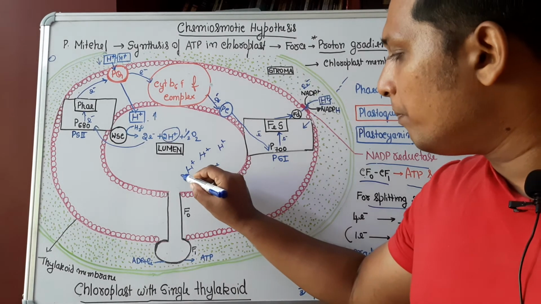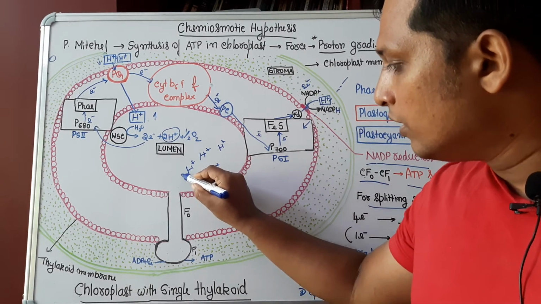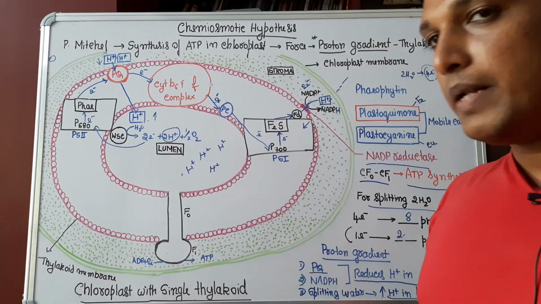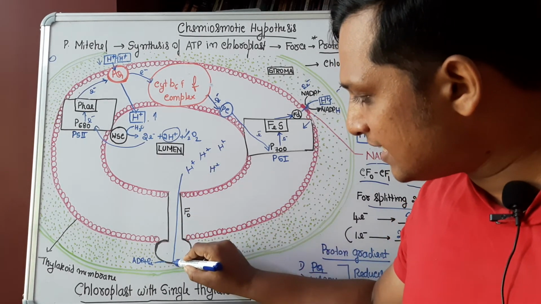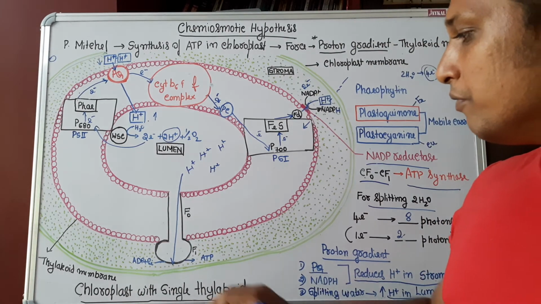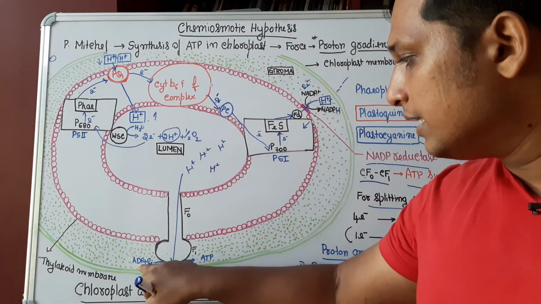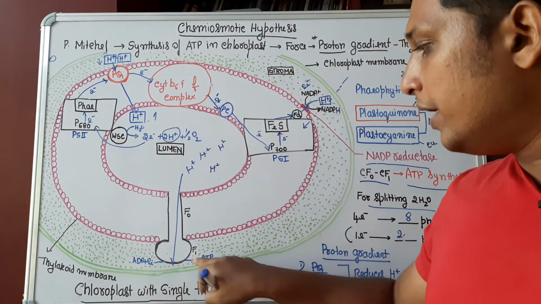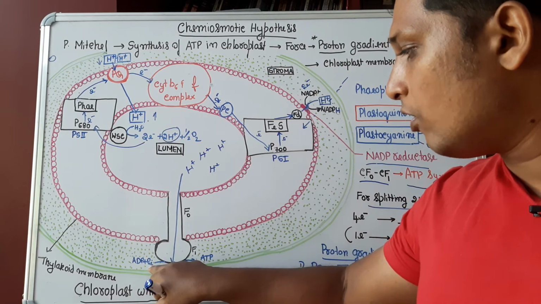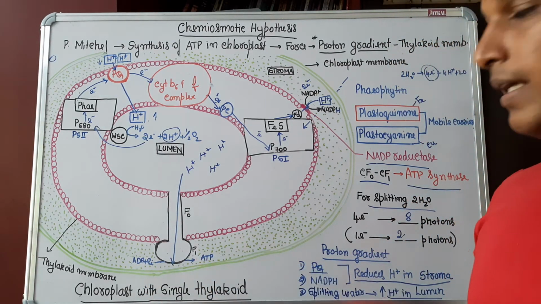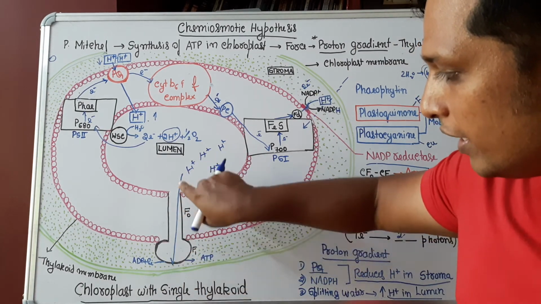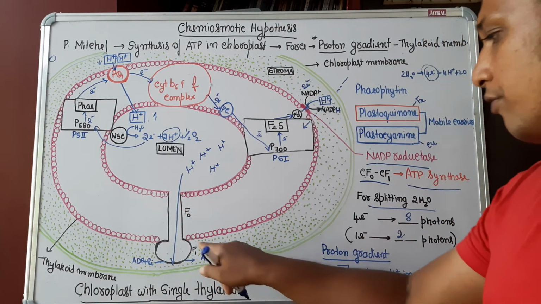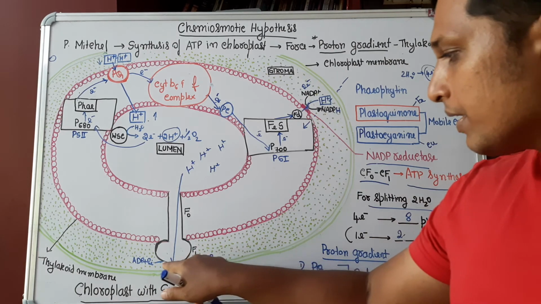It can go back to the stroma only through the F0 F1 complex. When H plus ion is moving, a force is generated, and that force converts ADP to ATP, which means ADP will combine with inorganic phosphate to form ATP. That's how the proton motive force of H plus ion going out through the F0 F1 complex works. F1 is the ATP synthase enzyme.